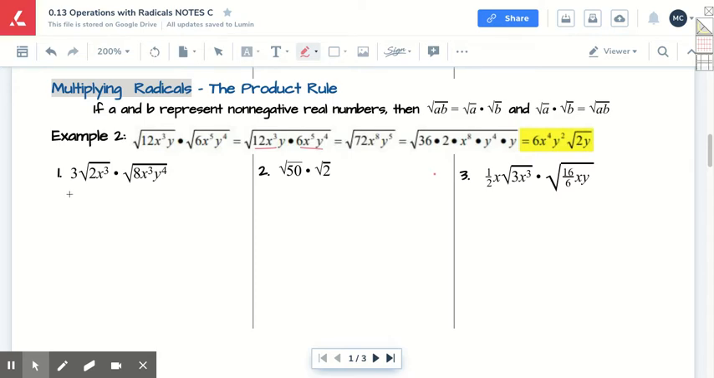All right, for our first example here, we've got a number that is outside the radical, and our rule up here says nothing about that. So that one's just going to stay right where it is. The numbers that are inside the radicals, because they are both square roots, same index, I can write together as one big radical. So this would be 2x cubed times 8x cubed y to the fourth.